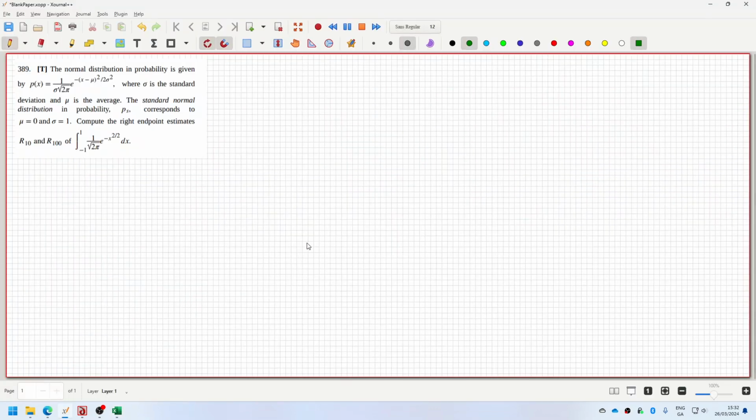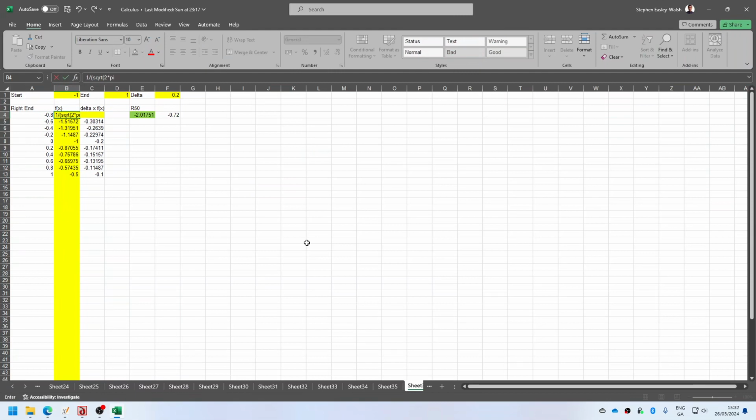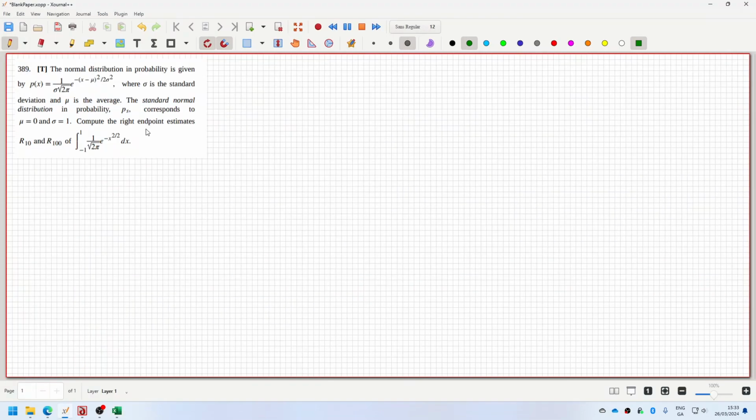Okay, and then the formula is 1 over square root 2 times pi, times exponential, minus 0.5 times x squared. Oh, yeah, one standard deviation. So, yeah, you know, that makes sense. Okay, and then we'll do 100.